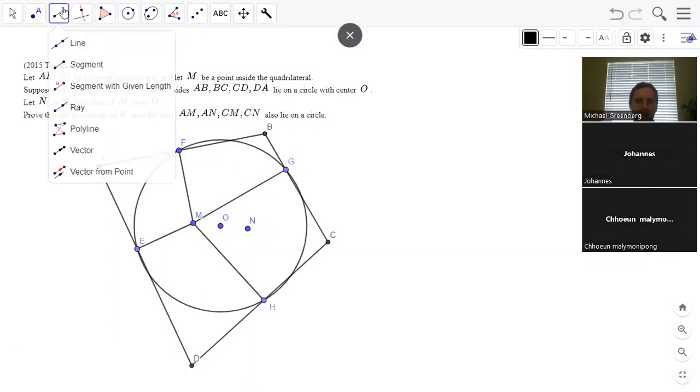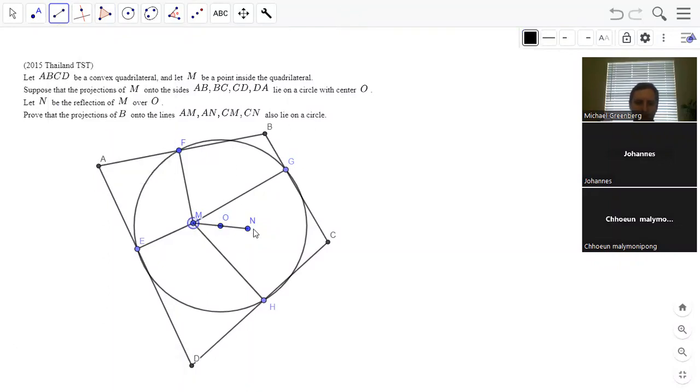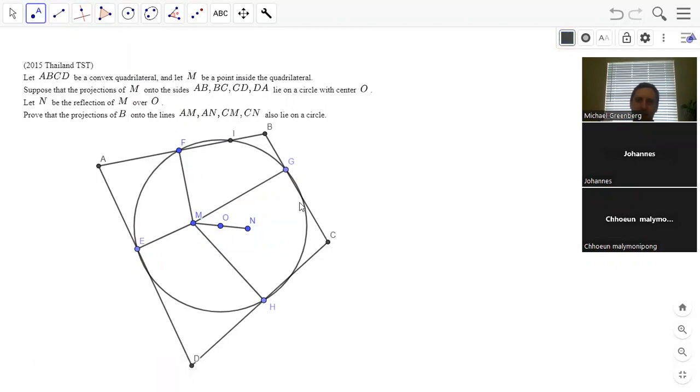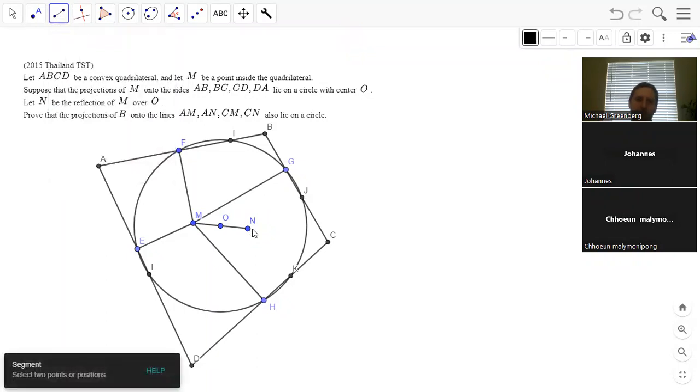That's really easy to prove. If you call the other intersections F prime, then the perpendicular bisector goes to O. It's trivial. And the fact that these four projections lie on the circle is also equivalent to M having an isogonal conjugate, and its isogonal conjugate is N, with respect to ABCD. So that's pretty cool.